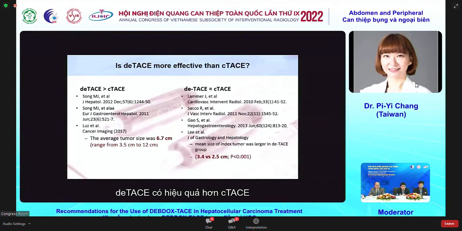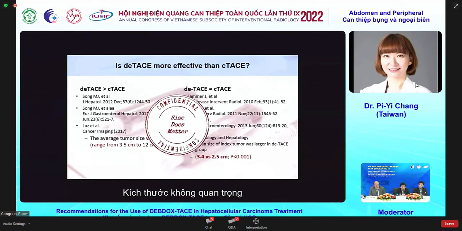Is DEBDOX-TACE more effective than CTACE? Actually, there are papers that claim that DEBDOX-TACE is much better than CTACE, while there are also papers that claim that DEBDOX-TACE has almost the same effect as CTACE on response rate. So I think, as I had mentioned in my previous lectures, size does matter. We can infer that when treating bigger tumors, DEBDOX-TACE might be more effective than CTACE.